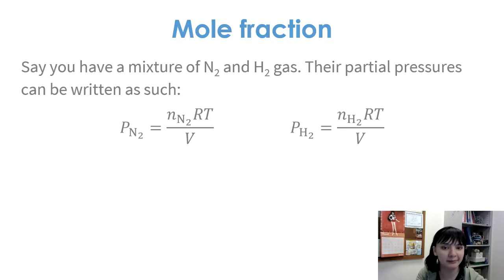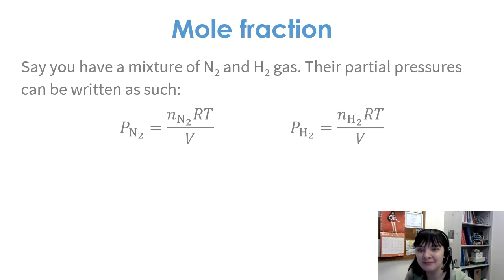Nitrogen and hydrogen, both diatomic elements. I'm not being specific here about the mixture itself, I'm trying to keep this generic. But if I have some nitrogen gas, its pressure is equal to the moles of nitrogen times the ideal gas constant times the temperature divided by the volume.